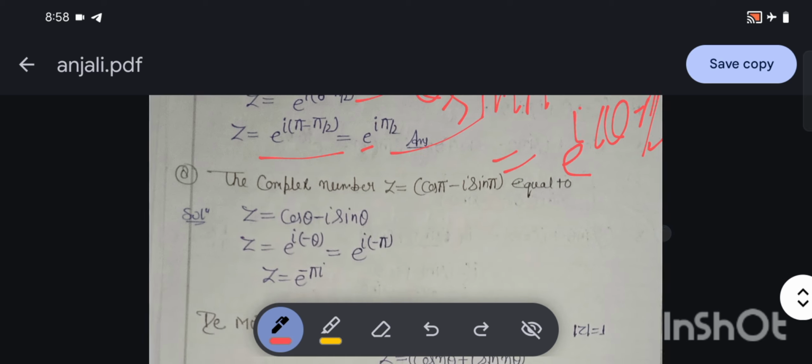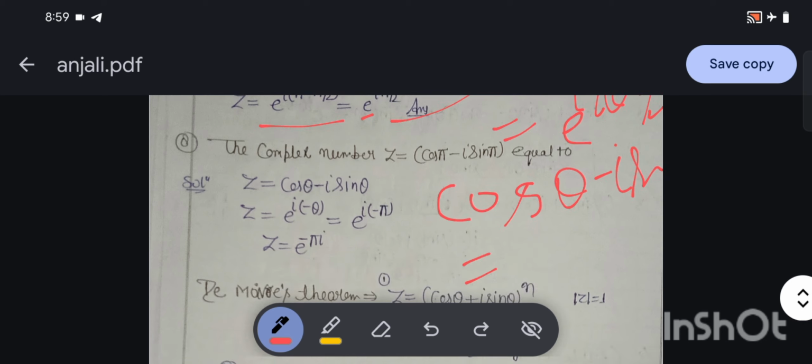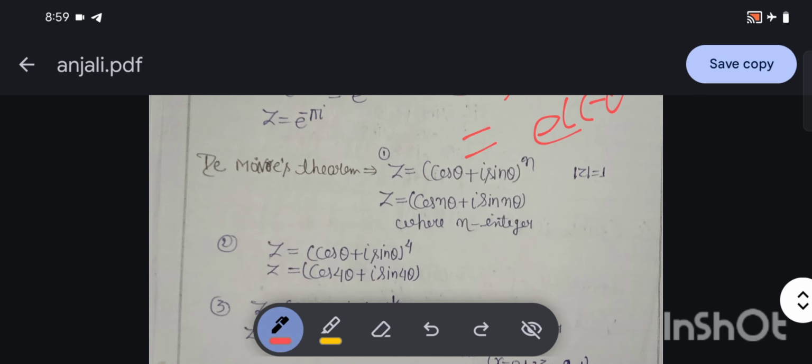Next is the complex number z equal to cos pi minus iota sine pi. In this equation, we use z equal to cos theta minus iota sine theta. And what is the value of this? e to the power iota minus theta. Is it clear? So e to the power iota, what is the value of theta? Pi, so minus pi.